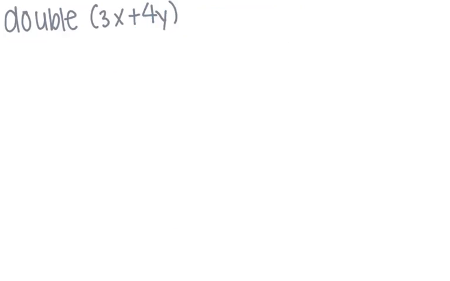All right, let's do another example. And this time we are going to double 3x plus 4y. So how can we rewrite this? Well, first of all, we know that double means 2. So we're going to multiply 3x plus 4y by 2. So I'm going to put 2 on the outside of the parentheses. And now we have our new expression.